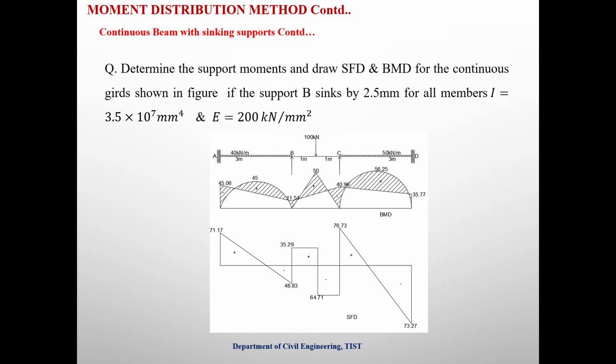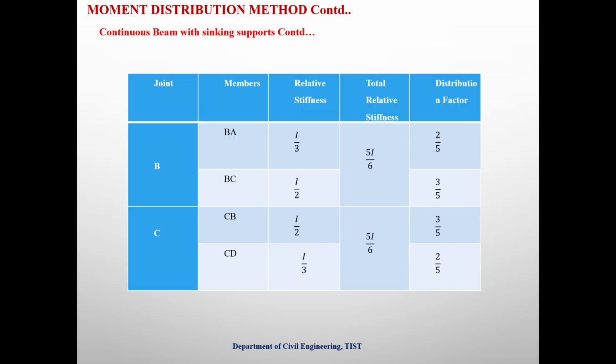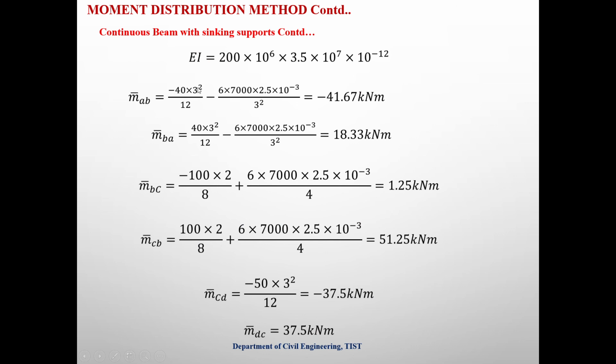For example, determine the support moments and draw the SFD and BMD for the continuous girders shown in the figure. The support B sinks by 2.5 mm. When you consider M bar AB, the support B sinks means the left support is at the higher level. So, in the case of M bar AB, minus WL square by 12 minus 6EI delta by L square. In the case of M bar BA also, it is minus 6EI delta by L square, since in the case of AB, the left support is at the higher level.